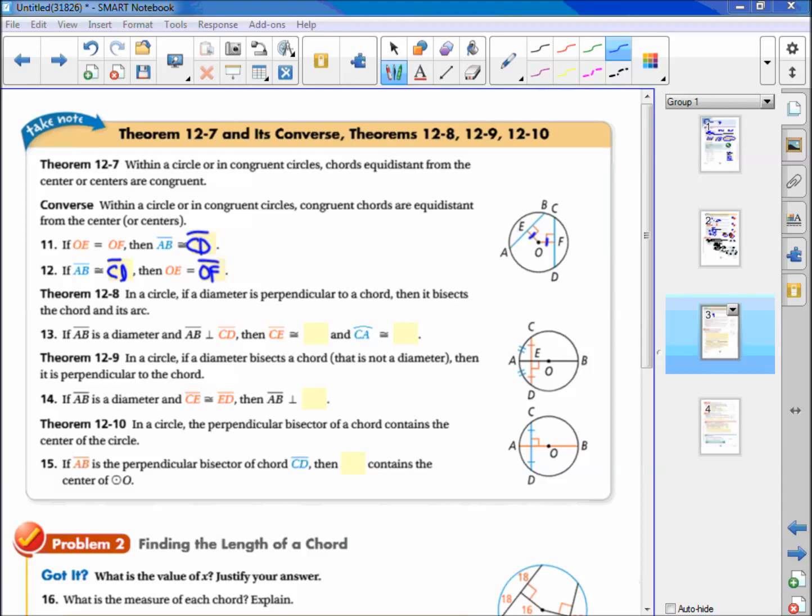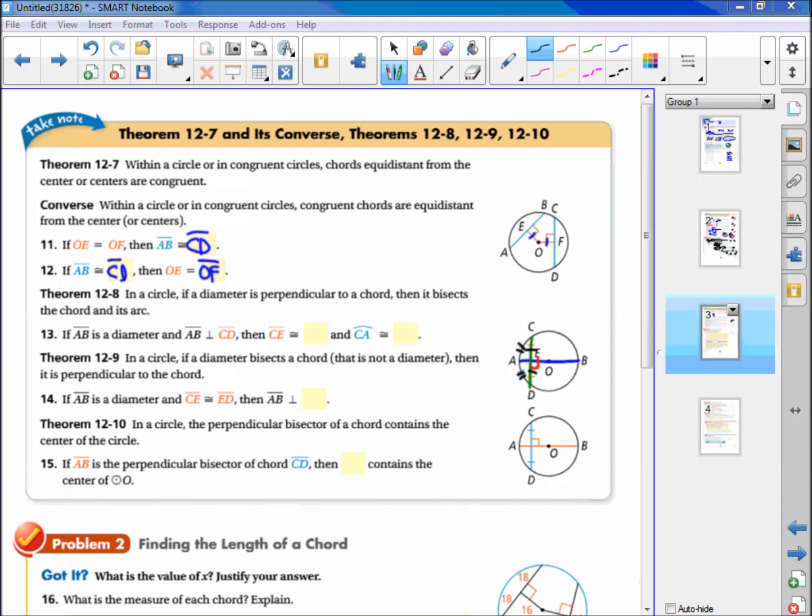All right, theorem 12-8: in a circle, if a diameter is perpendicular to a chord, then it bisects the chord and its arc. So if AB is a diameter, it goes through the center, so it's a special chord. It is perpendicular to another chord, CD, and they form a right angle, then it's going to bisect that chord perfectly. So this side and this side should be congruent. And the arcs that are split here, these minor arcs, will also be congruent.